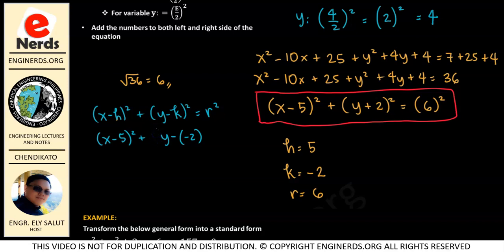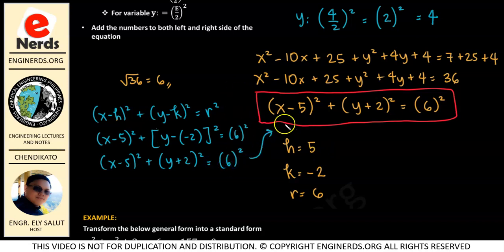Medyo malilito kasi tayo eh. So let me write that again. This is squared and this is equal to r squared, which is 6 squared, no? So x minus 5 squared plus y minus negative 2, which will be y plus 2 squared, is equal to 6 squared. So pareho nito, no? So kaya ganyan ang pagkuha niyan. If the sign here is positive, that means our k is negative. Para kapag sinubstitute natin, we will have a positive sign dito sa ating binomial, ano? So I hope you got this.